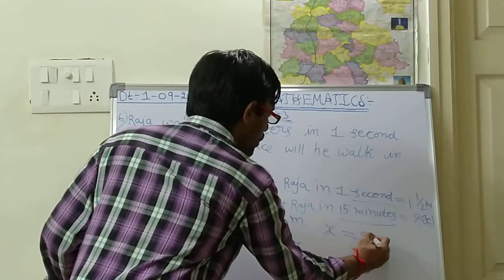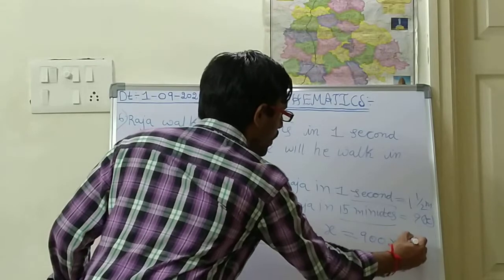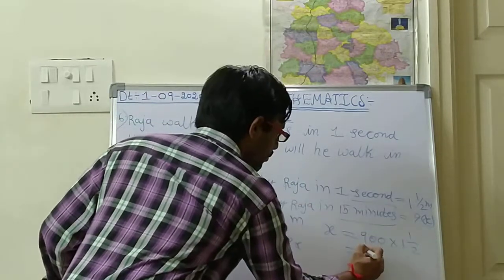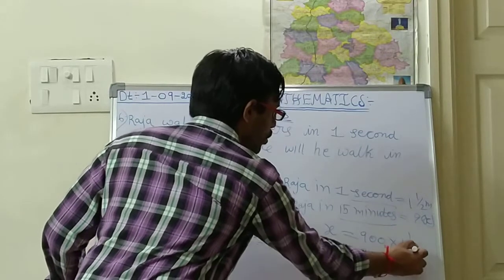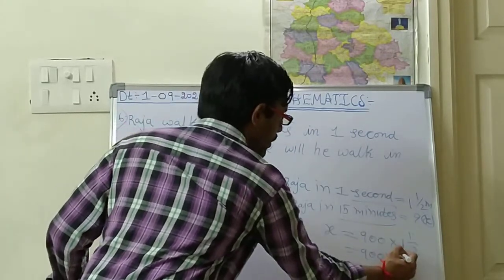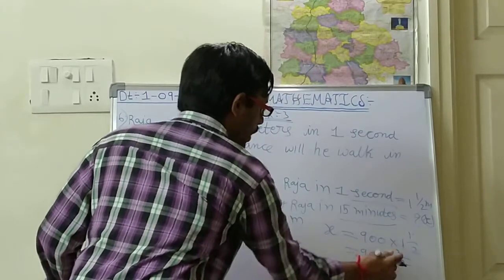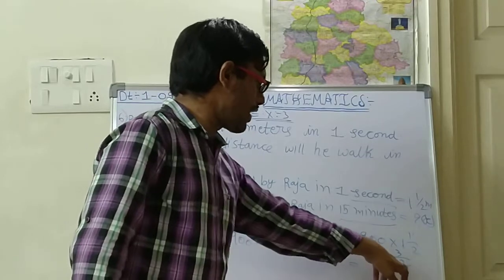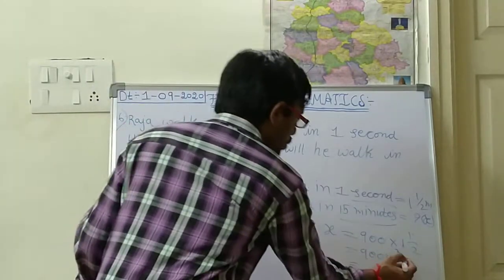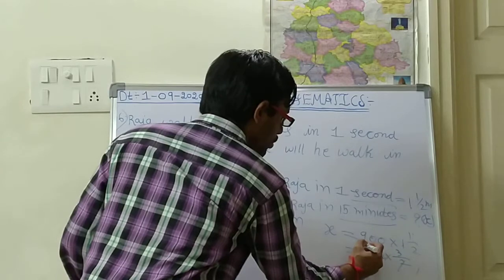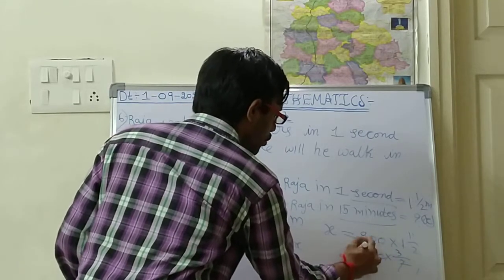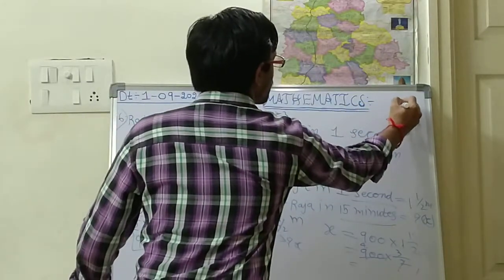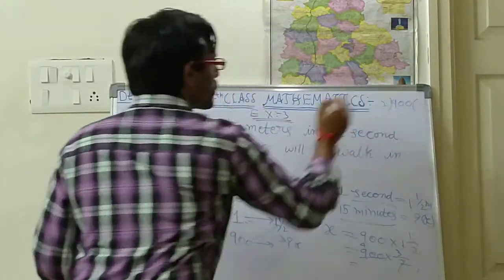So 1 into X, that is X, is equal to 900 into 1.5. 900 into 1.5. So 900 into 1 by 2. So you convert this into an improper fraction. 2 ones are 2, plus 1 is 3. 3 by 2. So 900 into 3 by 2. So the 2 and 900 will be getting cancelled. 2 ones, 2 twos, 2 fours are 8. So 900 by 2. You can do it here also, 900 divided by 2, like this also you can do.